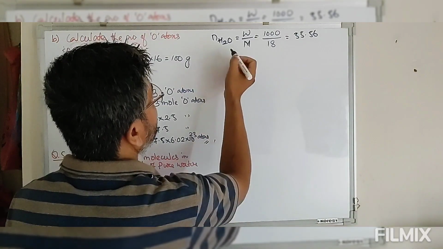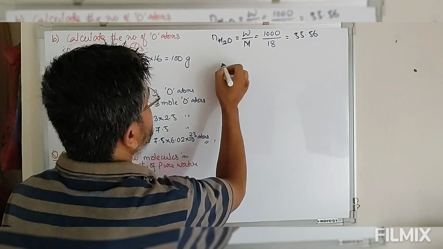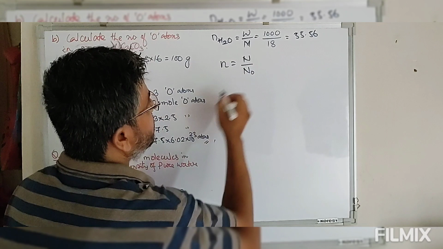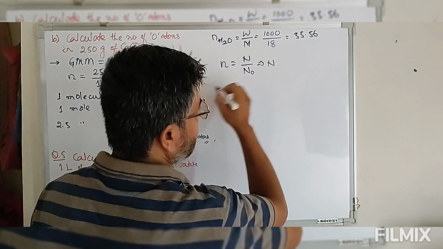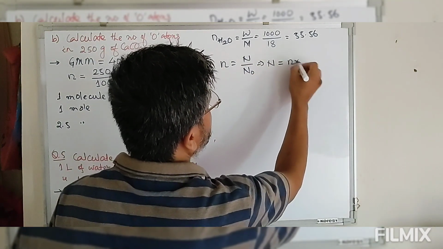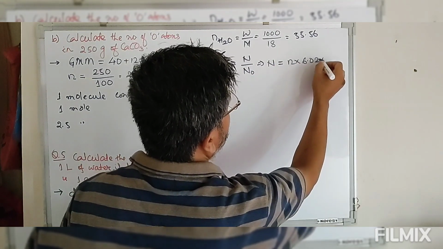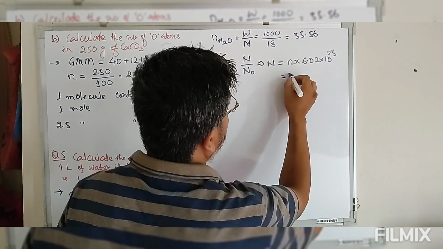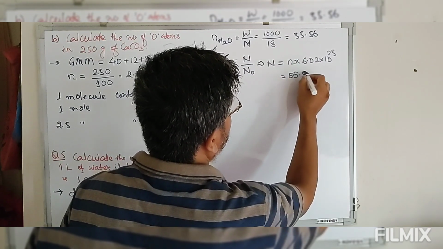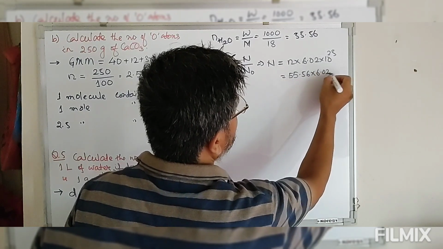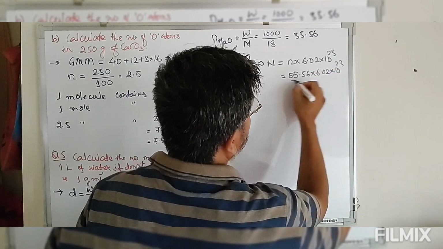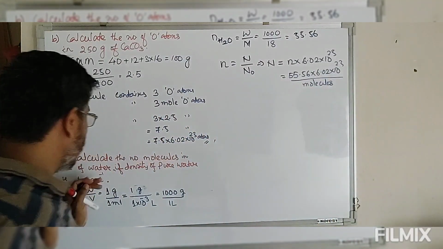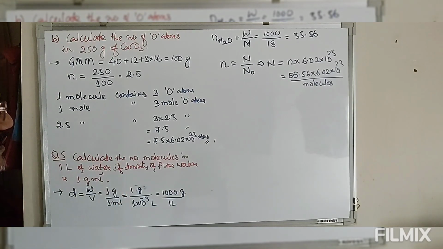So look at this, the number of moles is equal to the number of particles divided by the Avogadro number. So therefore the number of molecules is equal to the number of moles into the Avogadro number. So the number of molecules is 55.56 into 6.02 into 10 to the power 23 molecules. So this many molecules of water are present in 1 liter of the sample whose density is 1 gram per ml.